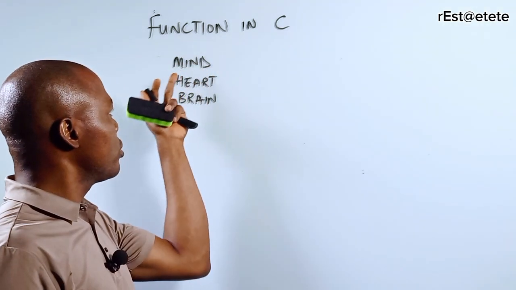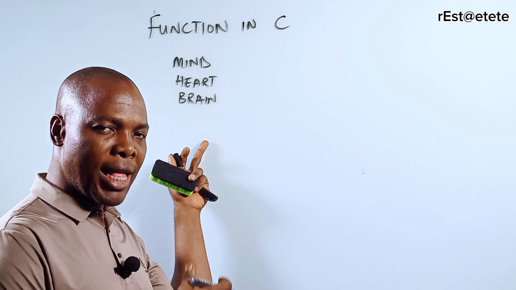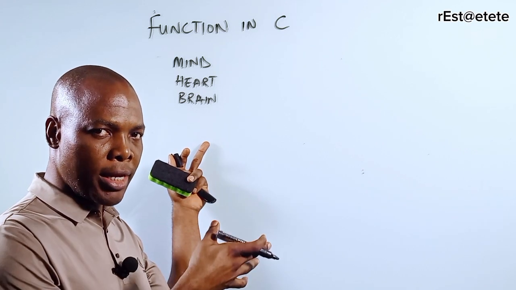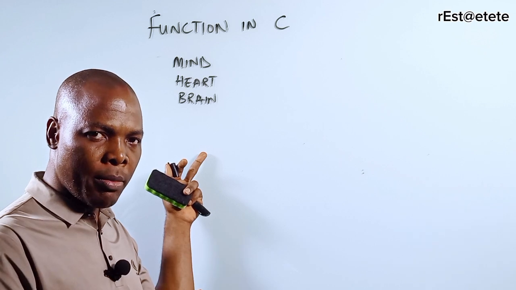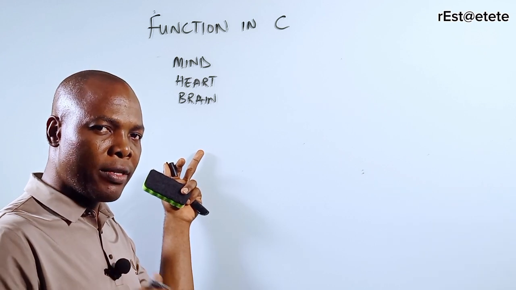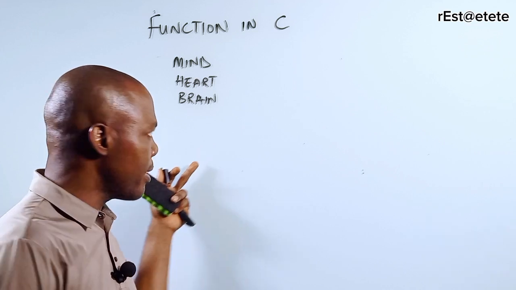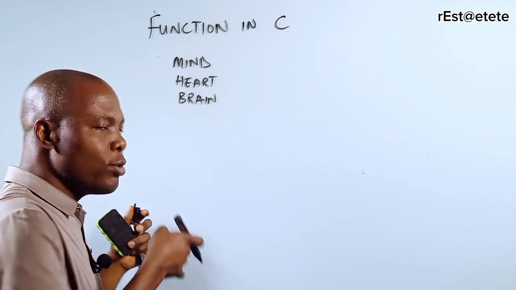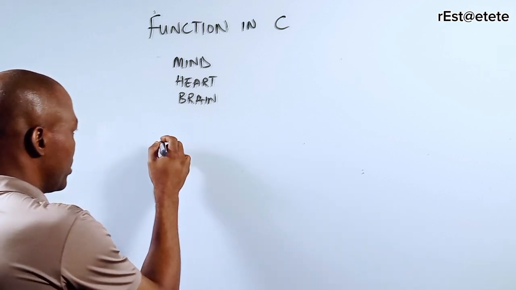So, having shown you mind, heart, and brain as the trinity of a human being, and in the last class, I showed you how they are connected. Today, I'm going to show you function in C programming. I am still teaching manifestation in reality using programming as a guide, right? So, in teaching you function, I'm going to tell you the syntax of a function, which are what?